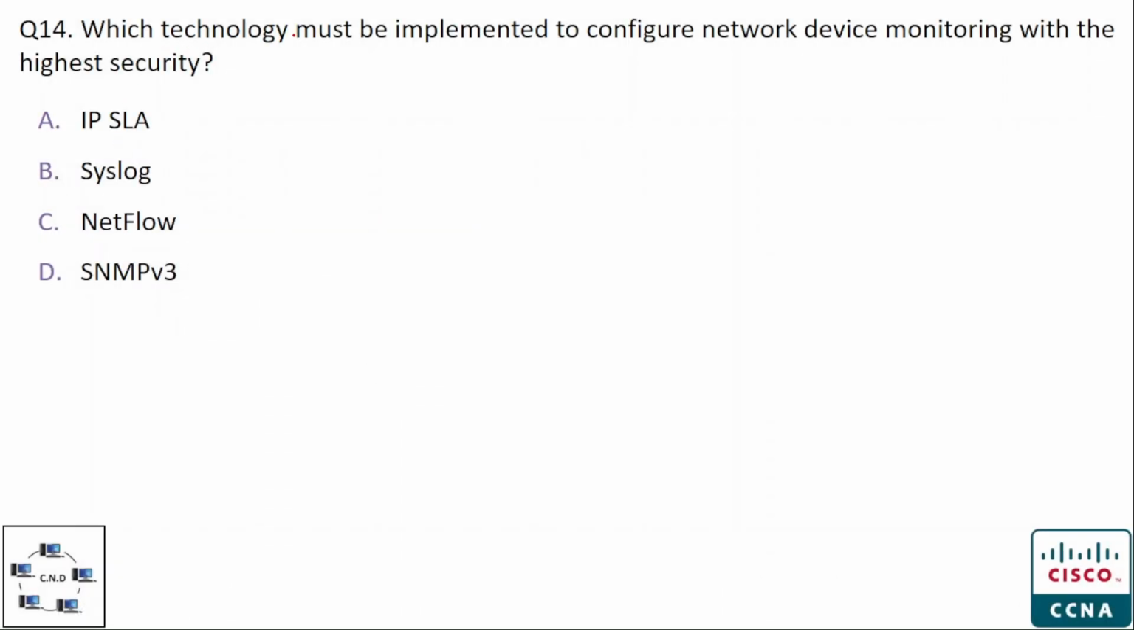Question number 14. Which technology must be implemented to configure network device monitoring with the highest security? So we are talking about device monitoring but with highest security, and the options are option A, IP SLA, option B, syslog, option C, NetFlow, and option D, SNMP version 3. And the correct option is option D, SNMP version 3.